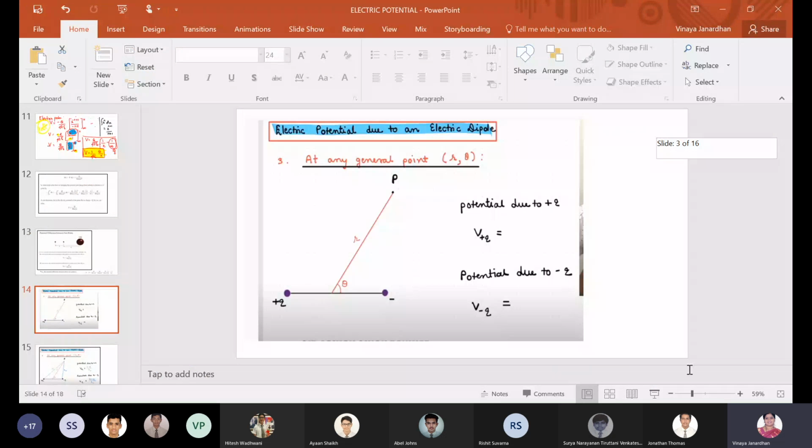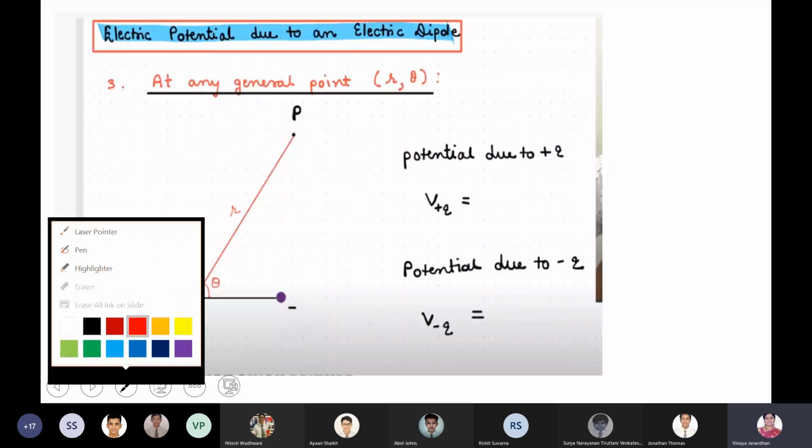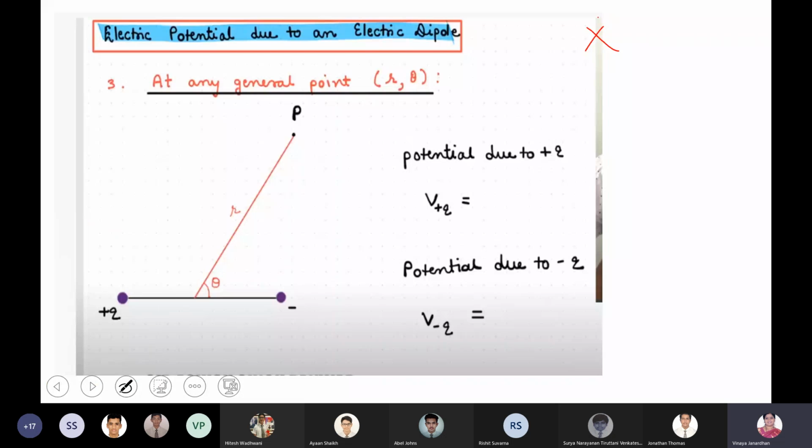Fine. Start writing this, boys. Electric potential, very, very important. Electric potential, important, 3 marks. Electric potential due to an electric dipole.